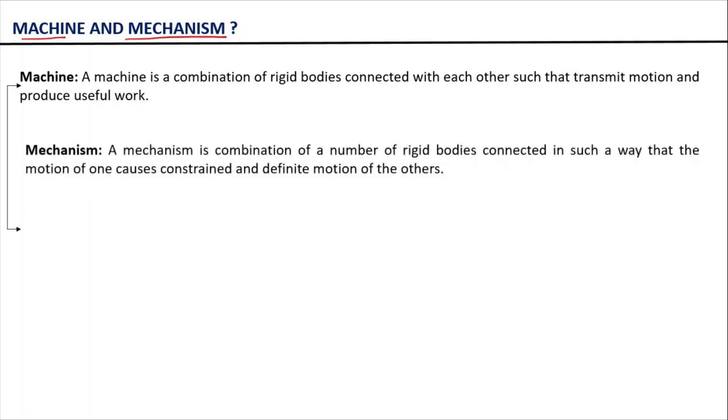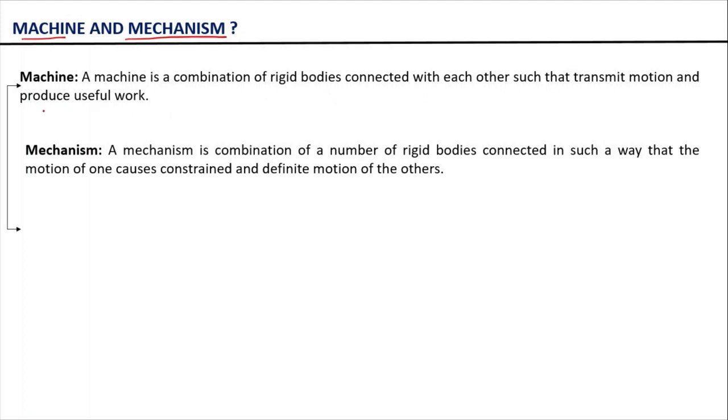Now then, what is the definition of a mechanism? You can again define a mechanism as a combination of a number of rigid bodies, and again these rigid bodies are connected in such a manner that the motion of one rigid body will produce a definite motion of the other rigid body, correct? So there is a primary difference between machine and mechanism. What is the primary difference between these two?